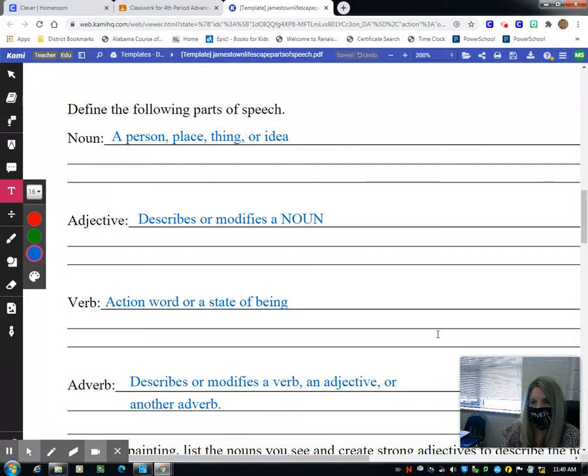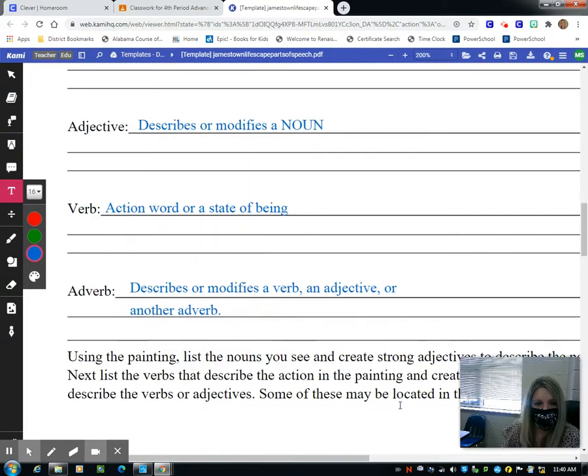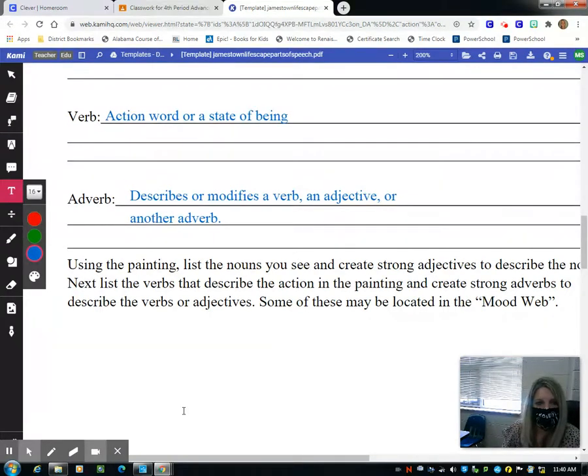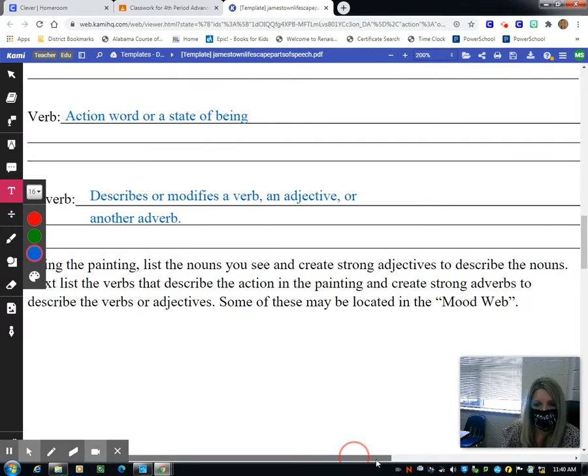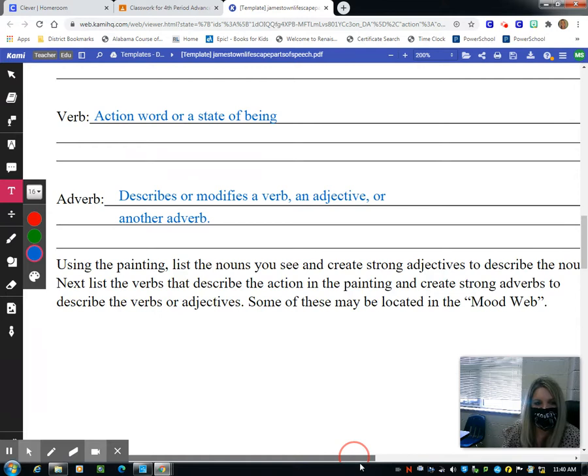Now this is going to come in handy for our activity we're doing. So if you look at the instructions, using the painting, list the nouns you see and create strong adjectives to describe the nouns. Next, list the verbs that describe the action in the painting and create strong adverbs to describe the verbs or adjectives. Some of these may be located in the mood web. So, the mood web we did where you did all the sound, taste, touch, all that. If you really want to go back to that, you can put a tab open for that and give you some ideas.